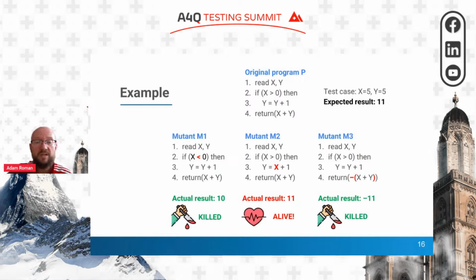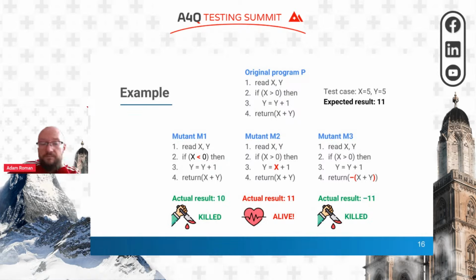And now let's say we have a test case with x equal to 5 and y equal to 5. It's easy to see that the expected result should be 11. Now when we look at the results for all three mutants, for M1 the result is 10. For M3, the result is minus 11. So these are not equal to 11, so they are killed. We detected some problems.